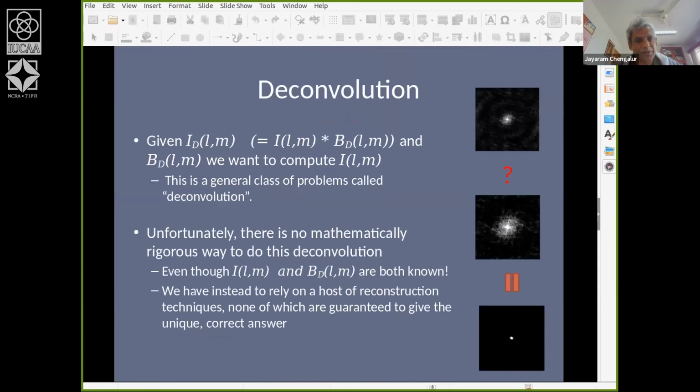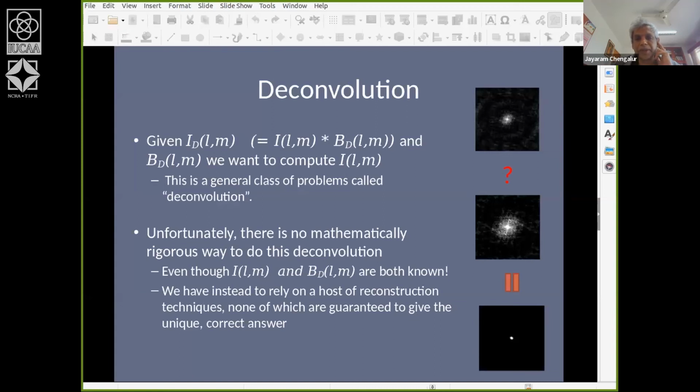And that process, which unfortunately is complex and poorly understood, is called deconvolution. It's a general class of problems. It's mathematically, unfortunately, ill-posed, and there's no mathematically rigorous way to do it. Even though I(l,m) and B(l,m), I'm sorry, I've got a typo over there, are both known, it's not possible to mathematically rigorously derive a way in which to do that correction. Instead, one relies on a host of reconstruction techniques, none of which are guaranteed to give the unique correct answer, right?